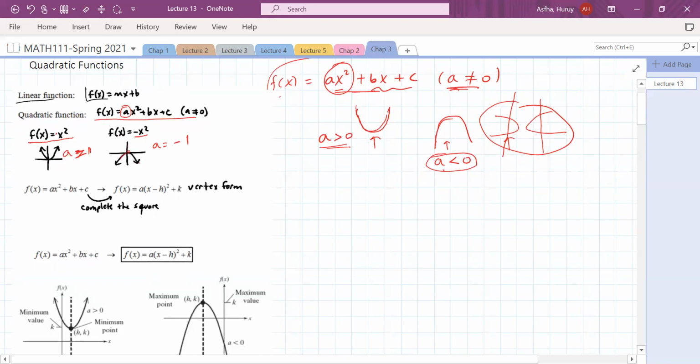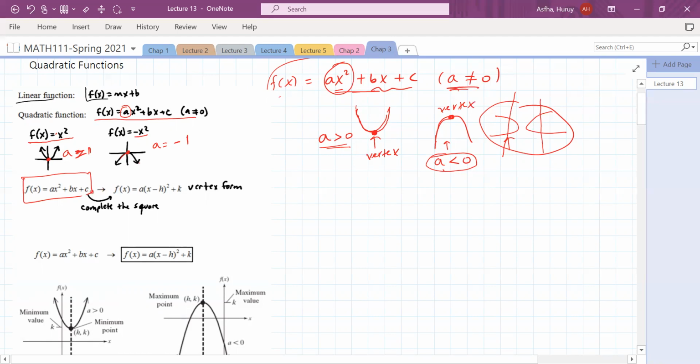As you may notice here, there is a vertex. This is what we call the vertex. The turning point is called the vertex. For example, for this one the vertex is here, and for this one the vertex is here. Now, how do we know the vertex? If you have the function f of x equals ax squared plus bx plus c, how do we figure out what the vertex is, without graphing the function?